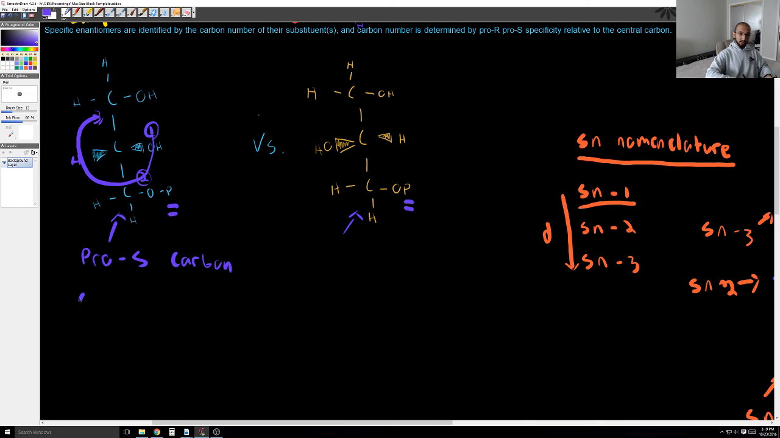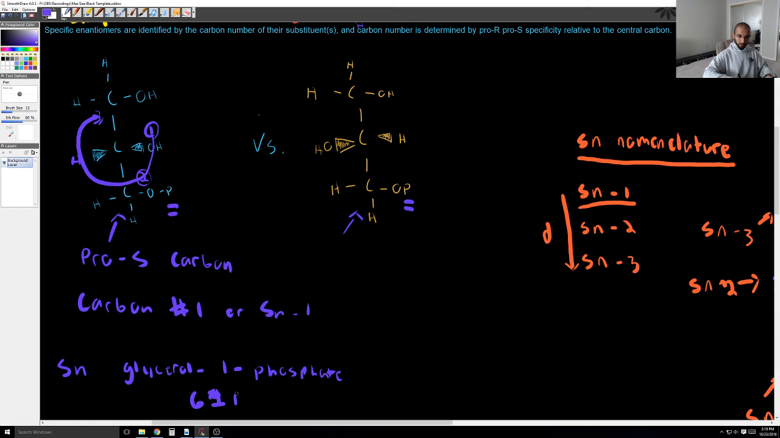which means that this is carbon number 1, or SN1 position, which means that what we have here is a molecule of SN-glycerol 1-phosphate, or G1P. Now, we can just look at this other molecule, and since we flip the chirality center, we know that we're going to flip everything, and this is going to be 1, 2, and 3, and we're going to have glycerol 3-phosphate. But let's go through the motion since we're still learning how to do this.